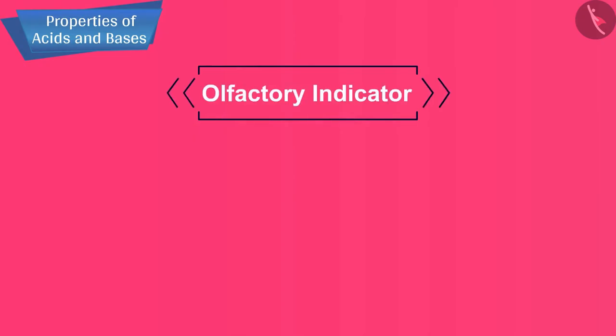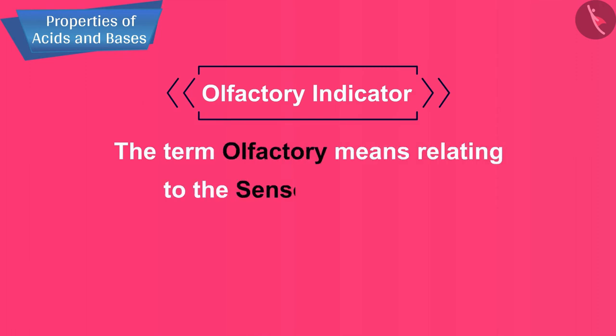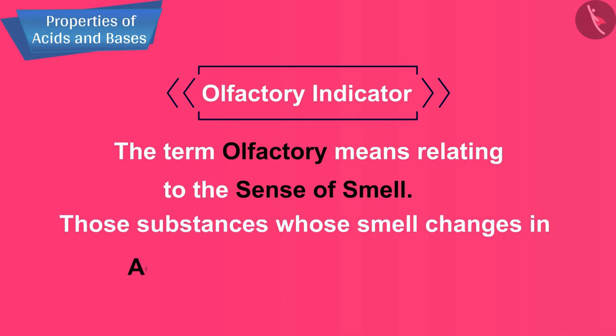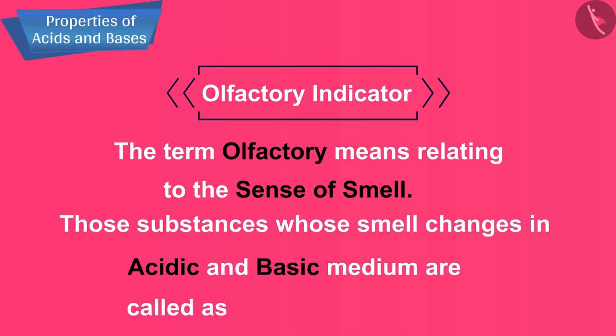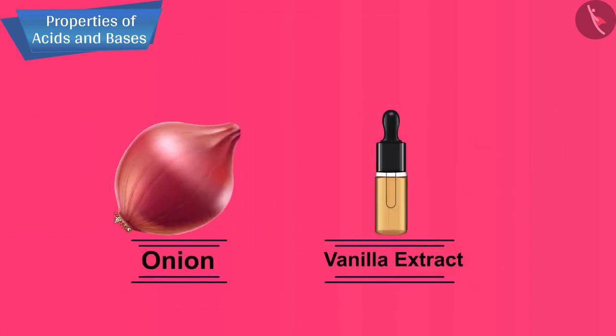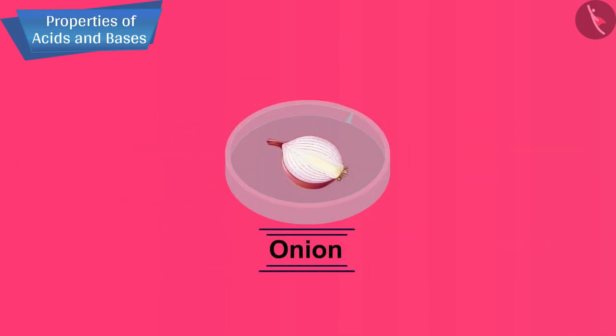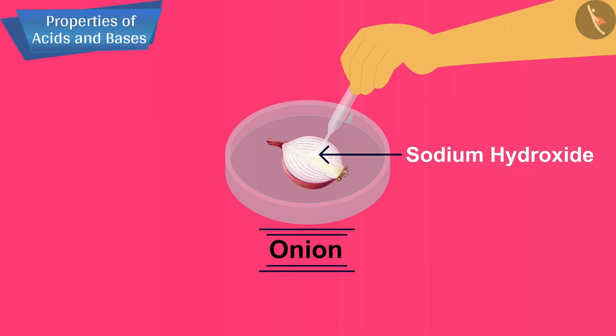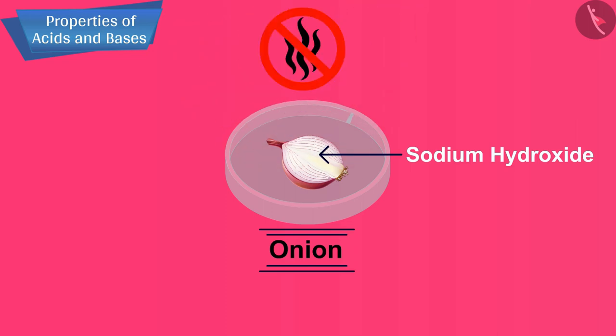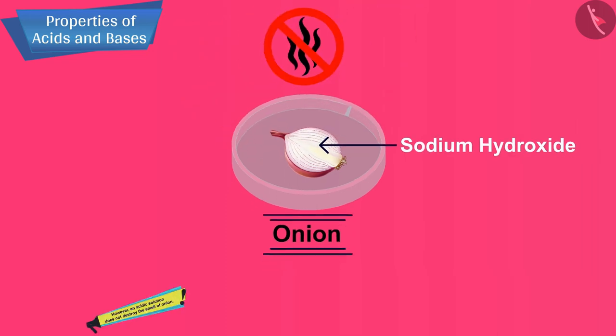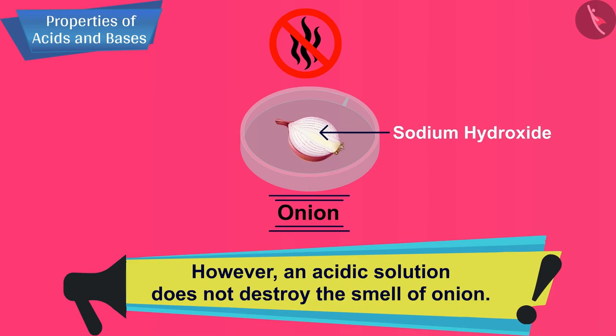There is one more type of indicator, which is the olfactory indicator. The term olfactory means relating to the sense of smell. Those substances whose smell changes in acidic and basic medium are called olfactory indicators. For example, onion and vanilla extract. Onion has a characteristic smell. If a basic solution like sodium hydroxide is added to onion, the onion smell cannot be detected. However, an acidic solution does not destroy the smell of onion.